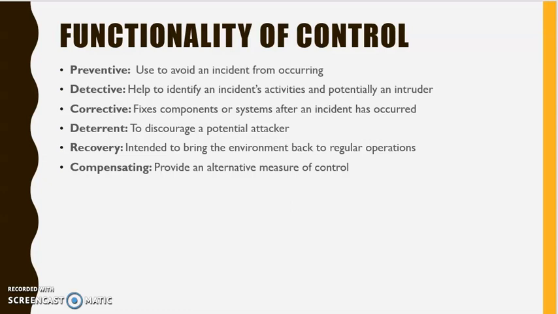Second is compensative control, which provides an alternative measure for a control. Let's suppose he has done something, but he has not stolen any physical document. That person has stolen the employee's mobile. That mobile can have the company's email and other things, and there is software which your company has, so remotely the data can be erased from that particular mobile. That can be a compensating control in this particular scenario. So this is all the functionality of controls.